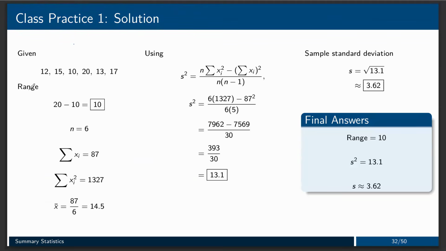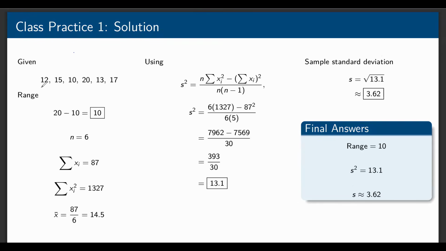First of all, we're supposed to find the range. According to this data, the highest value is 20. The lowest is 10. You should arrange it in order before you start, so please take note. Let me do that now. The lowest value is 10. The next number is 12. Then we have 13, then 15, 17, and then 20. So the highest number is 20, the lowest is 10. 20 minus 10 is 10. Now, we found our range.